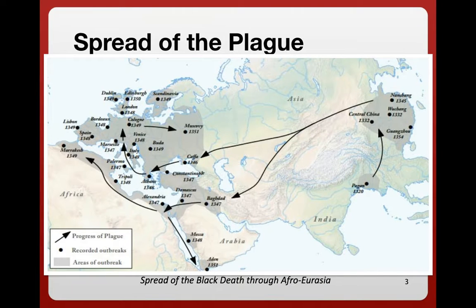So the spread of the plague, you can see those arrows there indicating the progress of the plague, the little dots indicating the recorded outbreaks, and then the gray shaded areas were the areas of the outbreak. And you should be very familiar with this map since we've been studying all of these areas, in particular Europe. So you can see that it is believed to have started in China and flowed this way towards Europe and the Middle East. And that was likely originated in the 1330s and traveled west along trade routes, both by land and sea.